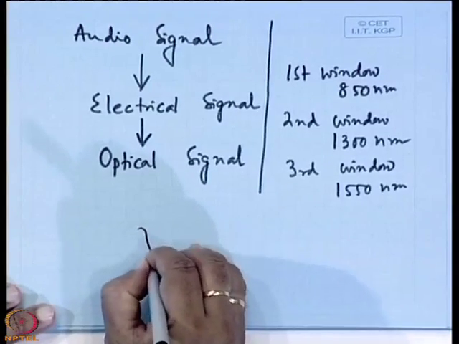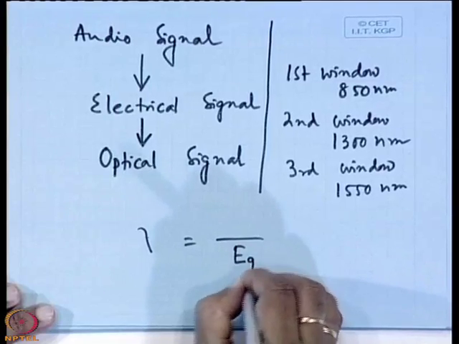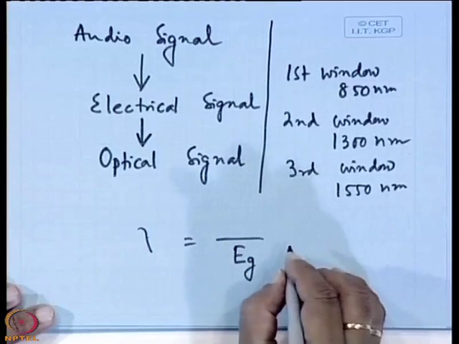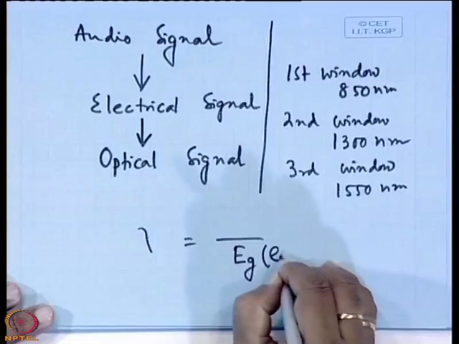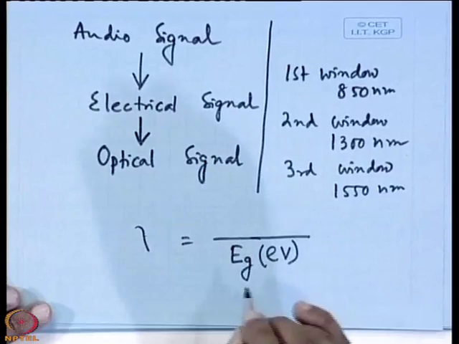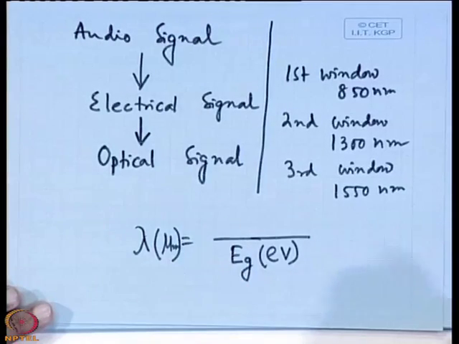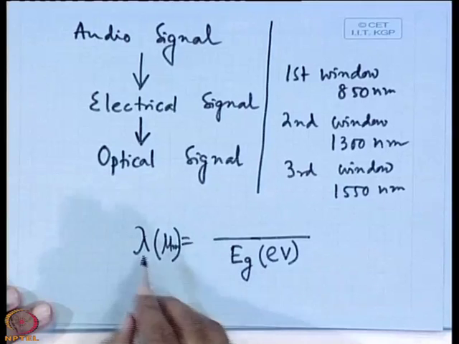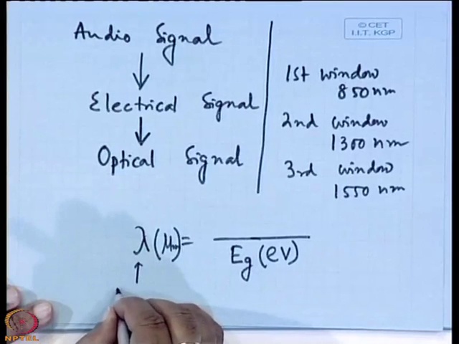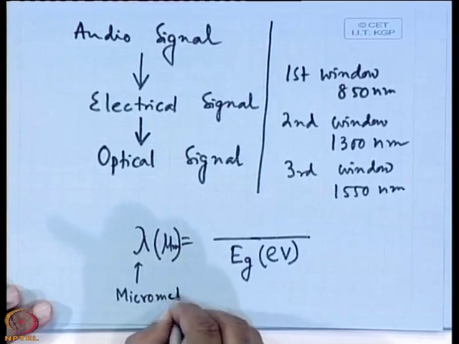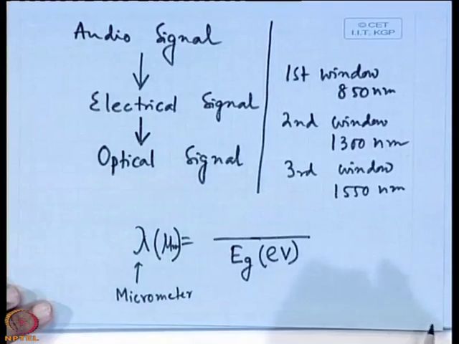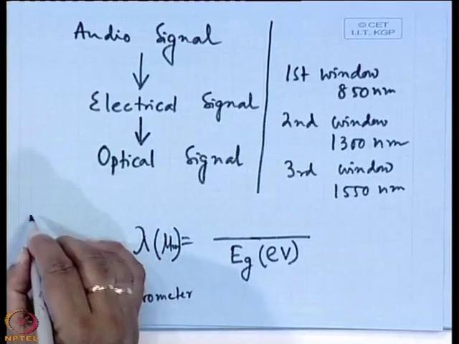Now, the light which is coming from a material, say its band gap is Eg. What is the unit of band gap? Electron volt. It is very small. So, joule or other types of energy units are not used, only the electron volt. So, if the band gap is in electron volt and the wavelength of emission lambda is in micrometer, denoted by mu m, it is the emission wavelength.